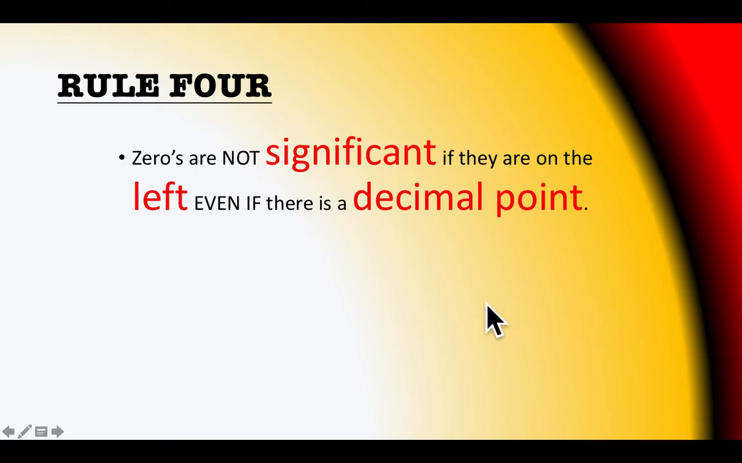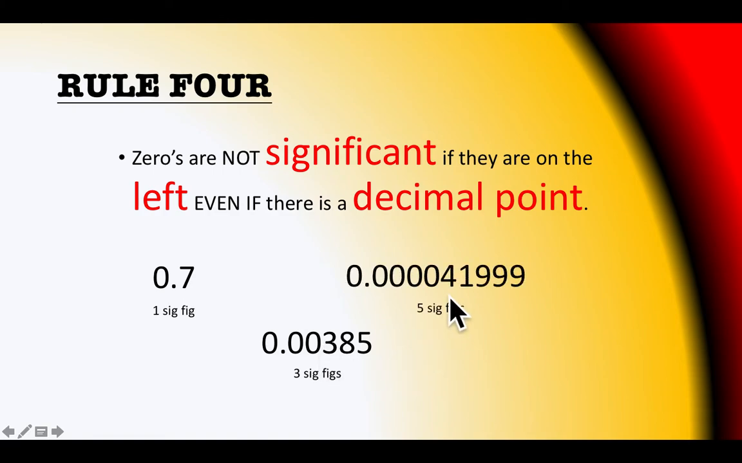Zeros are not significant if they're on the left, even if there is a decimal point. So with this value of 0.7, this leading zero doesn't count, so this is one significant figure. In this case, there are only three significant figures. Only the 385 counts. These leading zeros don't count. Here, there are only five significant figures, these non-zeros on the end. None of these leading zeros count. And this shows four significant figures. This zero at the front doesn't count.